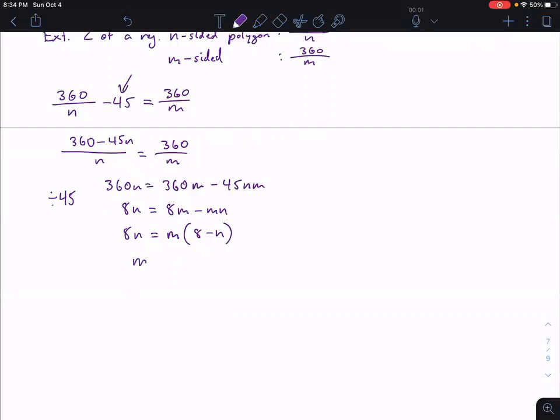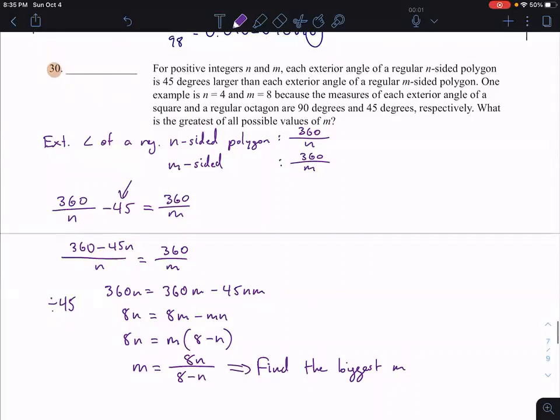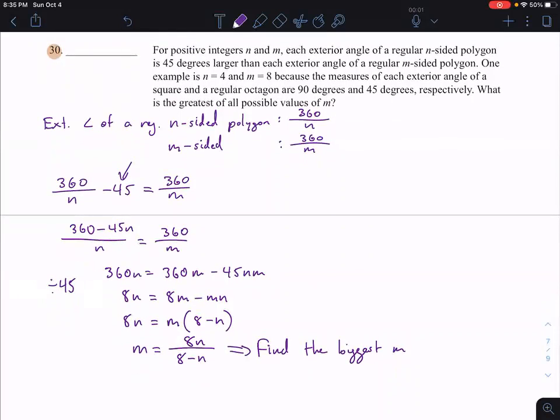So that means that m is 8n over 8 minus n. And now we just have to find the biggest m. There's really no smart way to do this. You just have to list out all the possible values of m and find the biggest one. To do that, we're going to make a table. n will be here and m will be here.